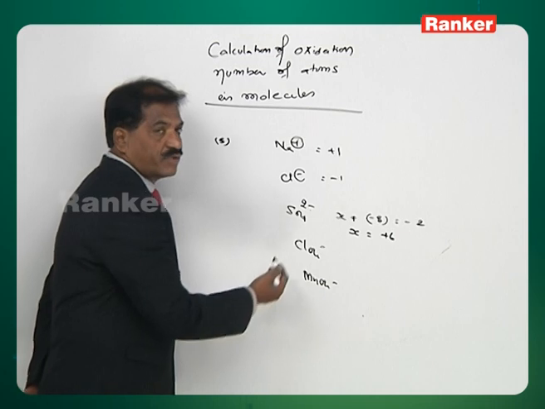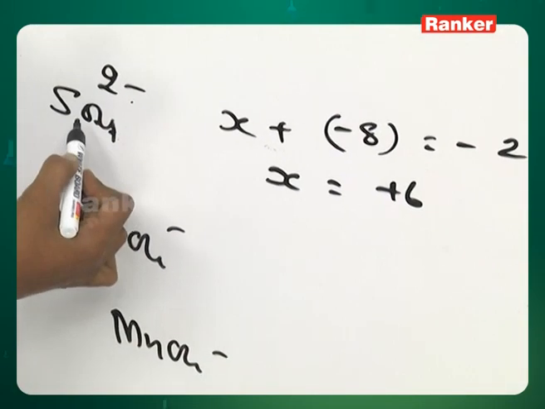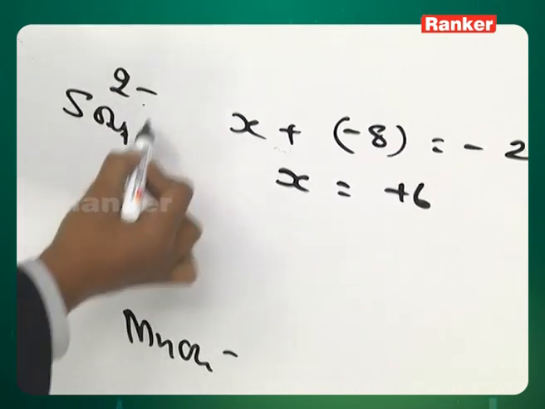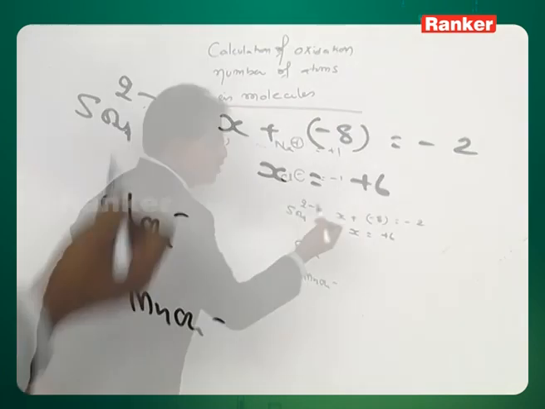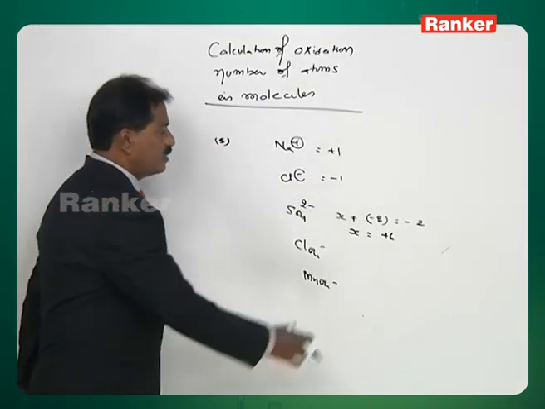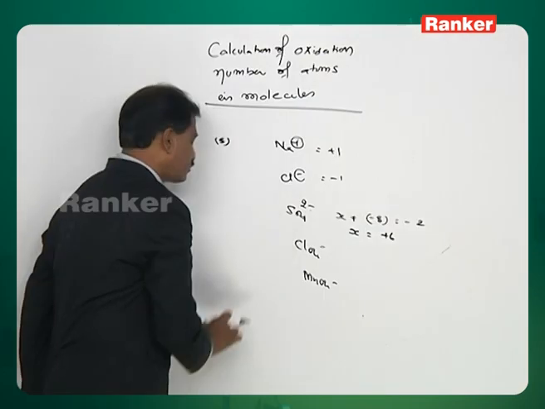Like that, we can find out the oxidation state of the unknown atom by using this rule. The rule is: the sum of the oxidation states of all atoms present in a multi-atomic ion is equal to the charge shown over it. By using this rule, we can find out the oxidation state of the unknown atom.